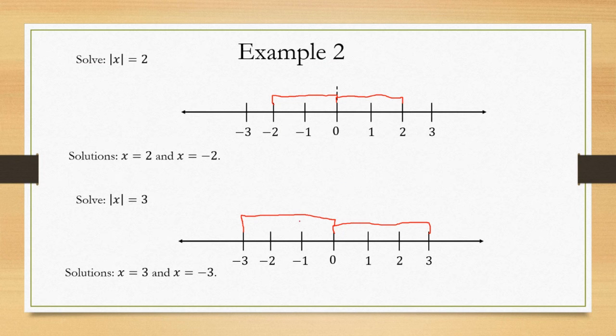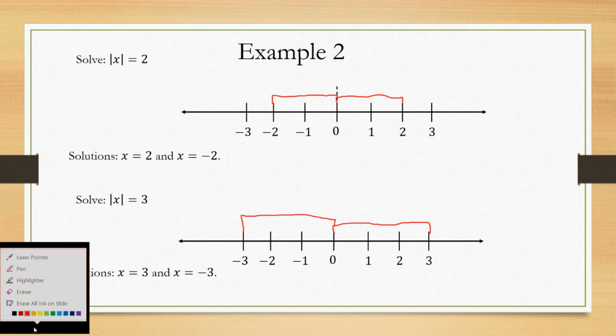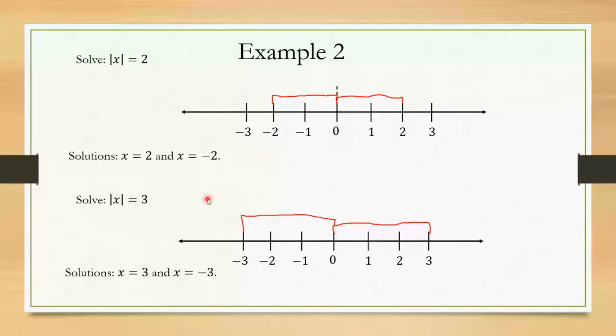So in this case, the two solutions, excuse me, are 3 and -3. So that's what we get here.